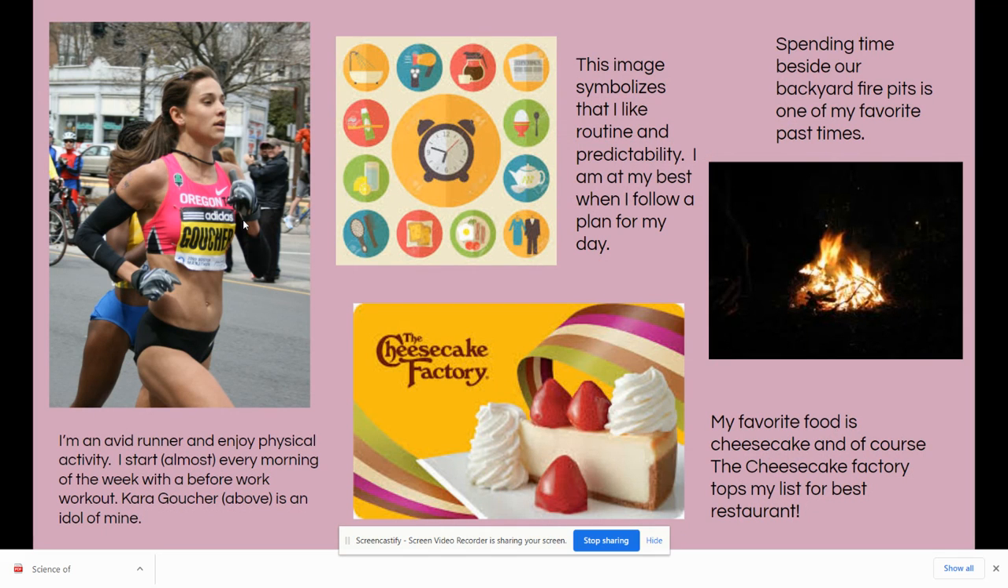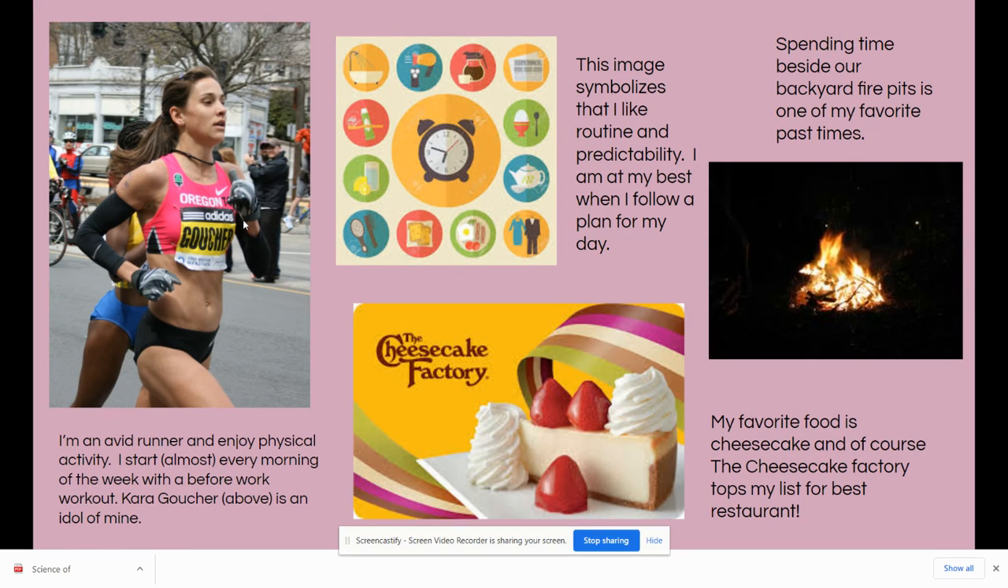Here is a little bit more about me. I included this picture of Kara Goucher. She is one of my role models and inspirations. And the picture also serves as a reminder to something that's really important in my life, and that's exercise and taking care of my physical well-being. So I'm a runner and have been for a number of years, and really believe in taking good care of my physical health.